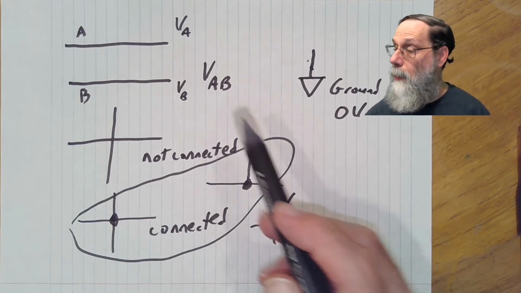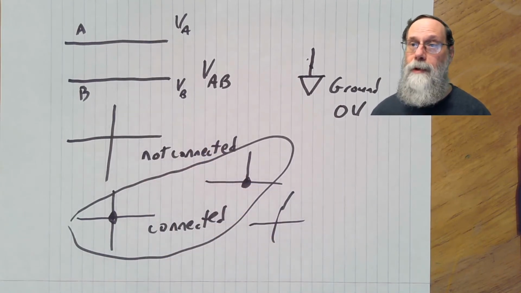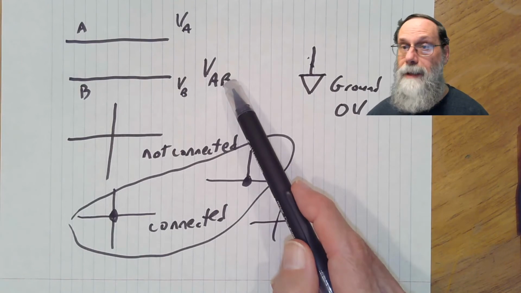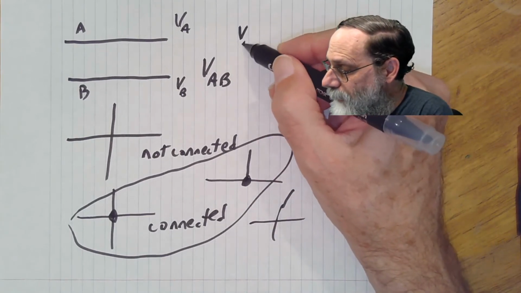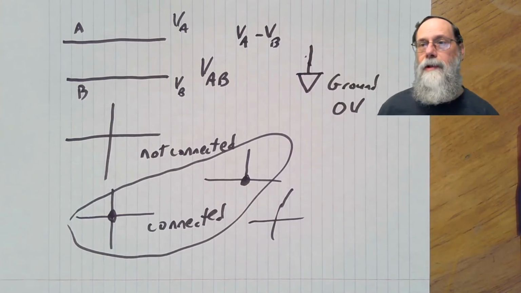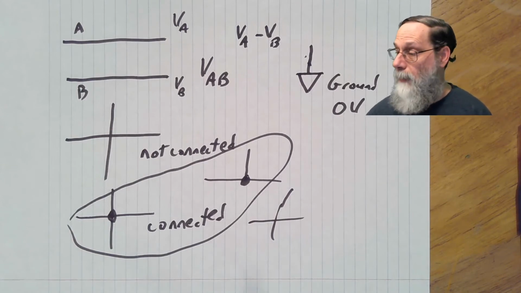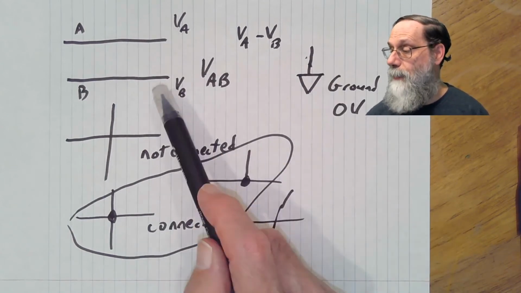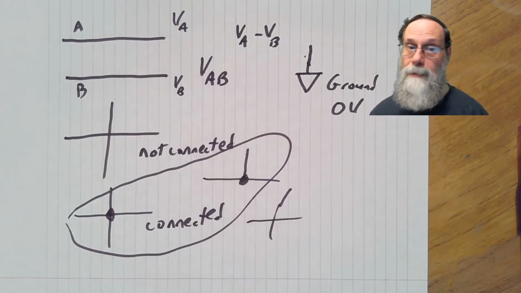Now, one thing you may notice here is that I've got two different ways of talking about the voltage between these two wires, because I can talk about it as VAB. I can also talk about it as VA minus VB. And this is due to a nice property of voltages, and that is that they're additive. If you have the voltage at A to ground, the voltage at B to ground, the difference between them is the difference voltage A minus voltage B.